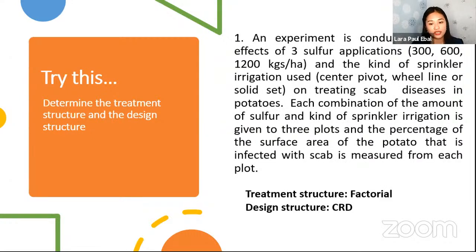Another example is this, again, the potato example, but not only the sulfur application is our concern. We also have this other factor, the sprinkler irrigation use, which can have center pivot, wheel line, and solid set. So we have these 2 factors, and then we combine these 2 factors. So that is actually factorial. The treatment structure is factorial, but the design structure is still CRD, since these different combinations of different factors are randomly assigned to the different plots.